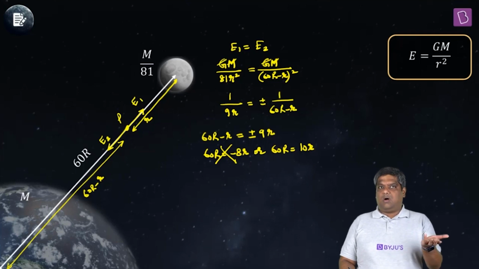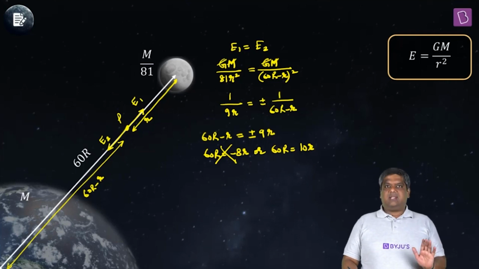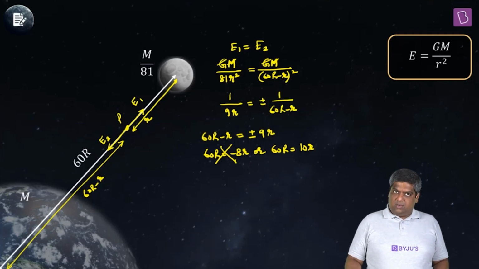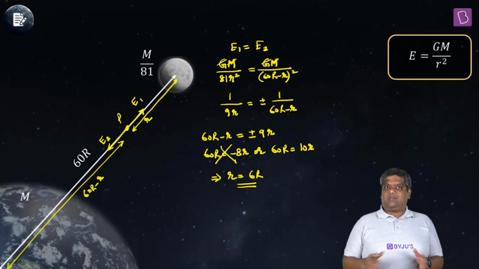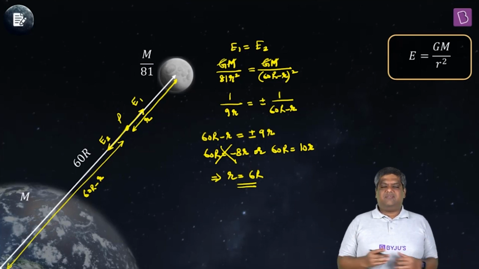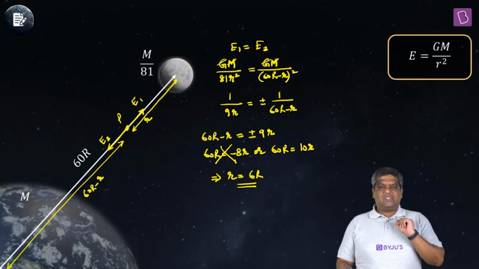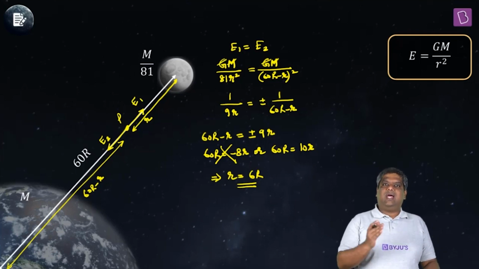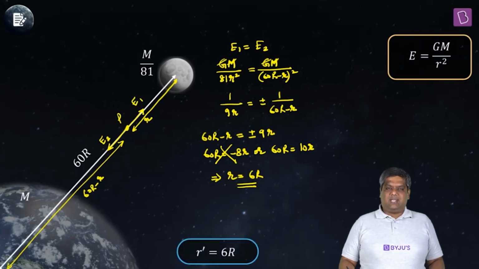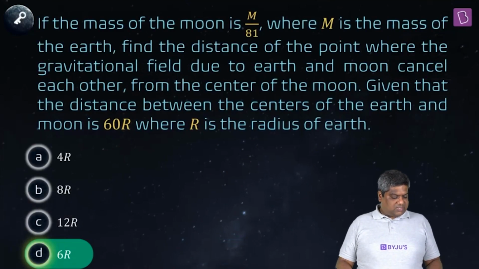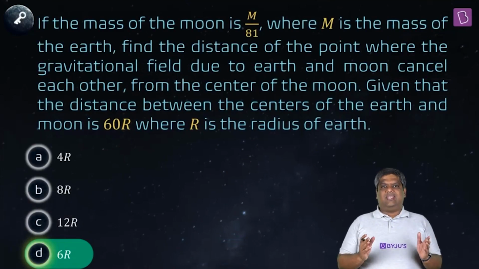So this is gone because r is a distance that we have defined. Either it should be 0 or positive. It can't be negative. So the negative value can be neglected, ignored. So I'll be left with 60 capital R is equal to 10r, which gives r is equal to 6R. This is the distance from the center of the moon at which the gravitational field of earth and moon cancel with each other, or in other words, this is the position of the null point between moon and earth. So the answer is 6 times capital R, and the option that supports this result is option D.